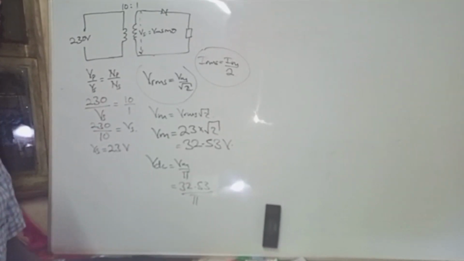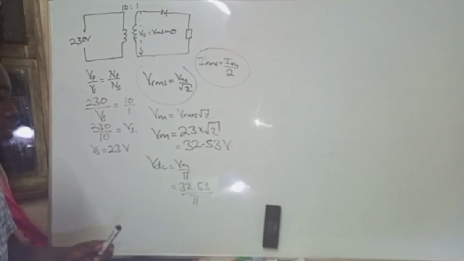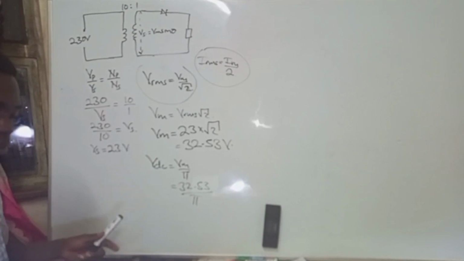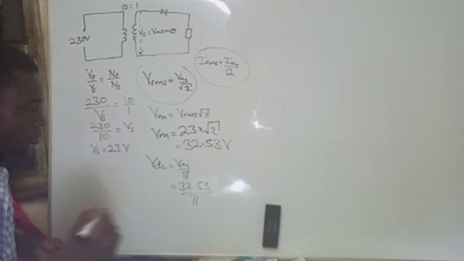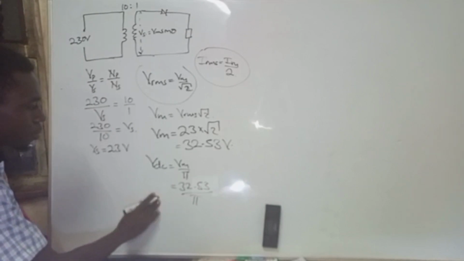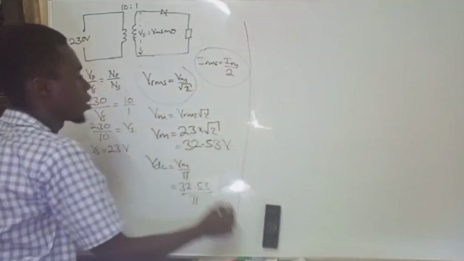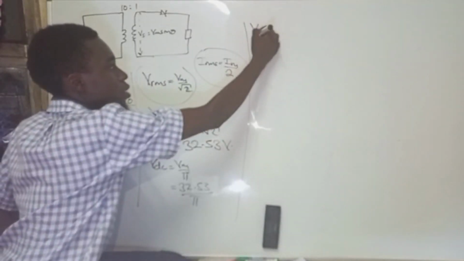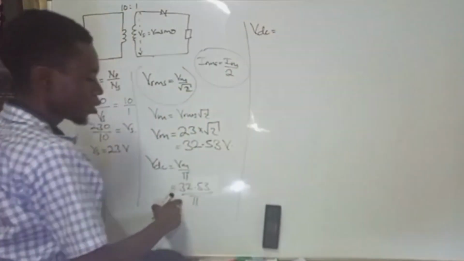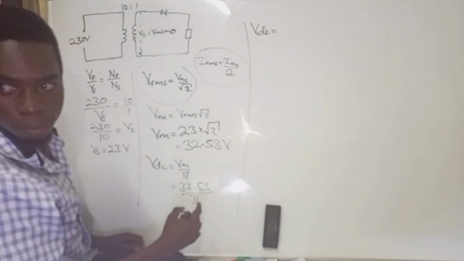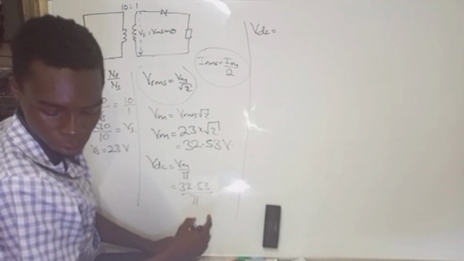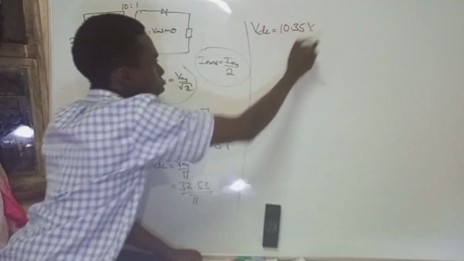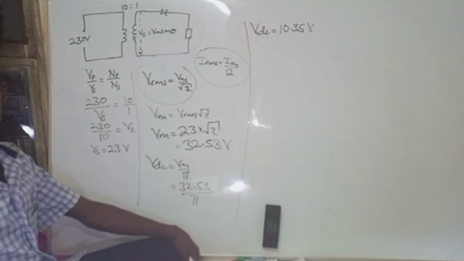So our Vmax is that, our VDC is that, and when I divide by pi, I'm getting 10.35 volts. So I'm getting my VDC. I don't know if this section is still clear. Let me go to the next and we see. So I'm getting my VDC equals 32 divided by pi, which is 10.3353. So I'm getting 10.35 volts as my DC voltage.